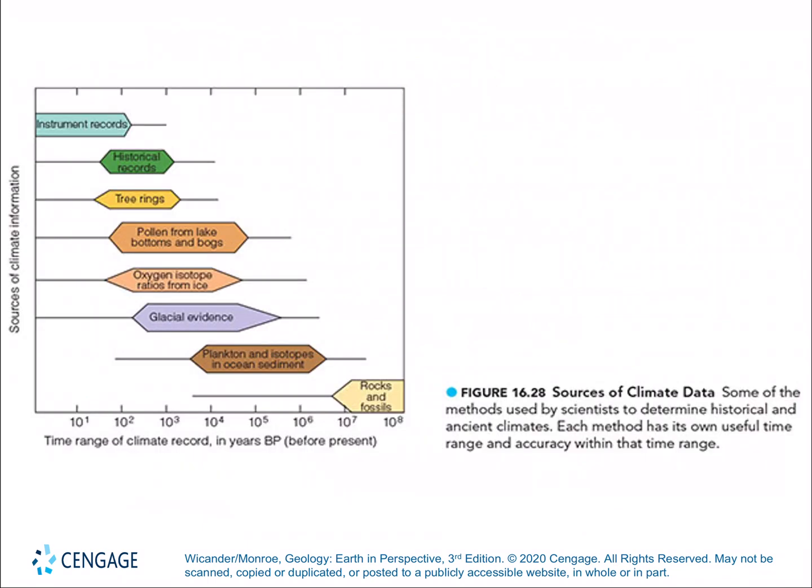This picture shows some of the sources of our climatic data. Our instrument records, our historical records, our tree rings, pollen, oxygen isotopes, glacial evidence, plankton, and isotopes in our ocean sediments, rocks and fossils. All of these can be used to help us determine climatic data. Okay, this ends chapter 16.